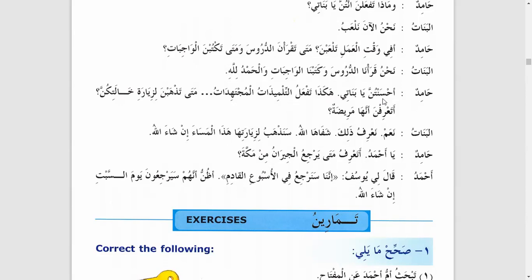We have learned a lot about hamzatul wasl. Do you remember about hamzatul wasl? It's an added or additional hamza, which is pronounced in the beginning of the word, but when we connect it, we do not pronounce it.